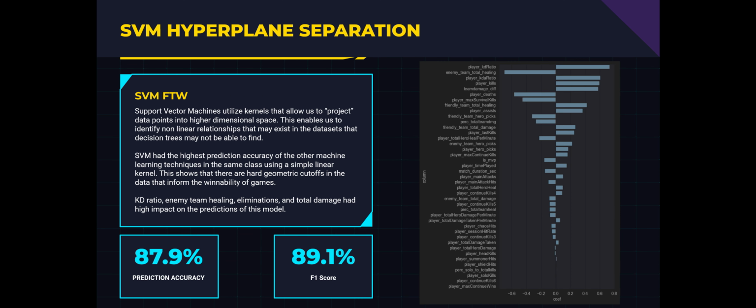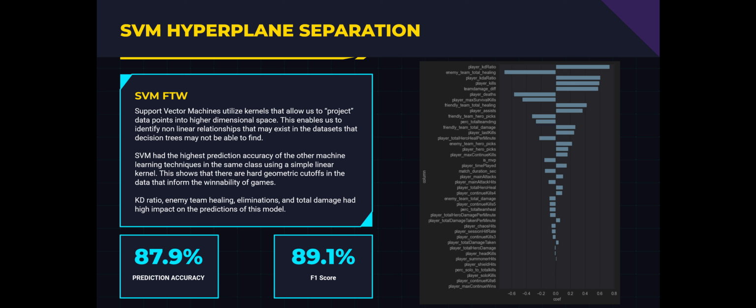The SVM approach surprisingly did very well. It basically takes a couple of kernels and, quote unquote, projects the data points into a higher dimensional space to find nonlinear relationships within the data. We didn't even need to use those kinds of relationships. We used a linear kernel, and we tried multiple, and the linear one had the best results.